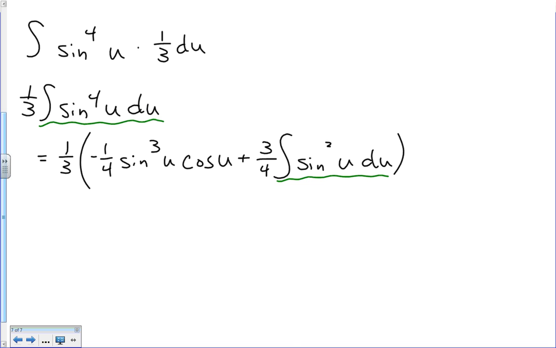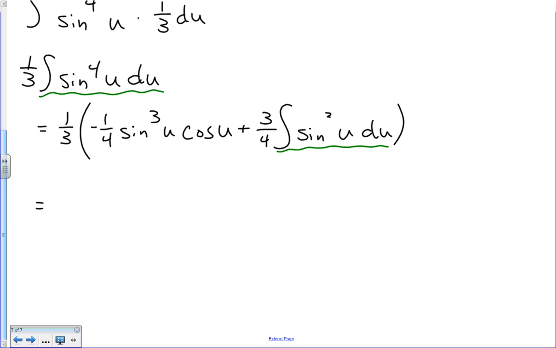So let's do that. I'm going to distribute the 1/3 through here just so I can simplify as I go. So I'll have a negative 1/12. It'll be sine cubed of u times the cosine of u plus 1/3 times 3/4. The 3's will cancel out and leave you just 1/4.